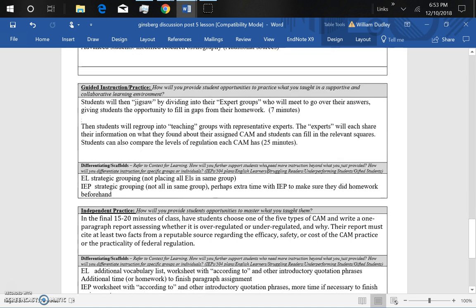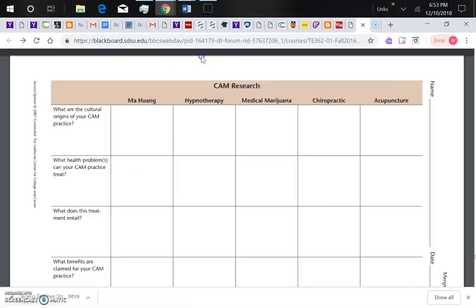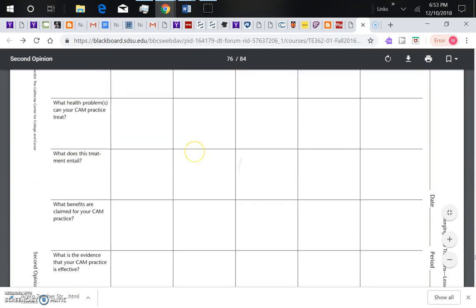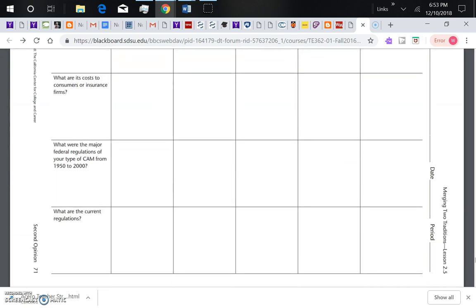Okay, the guided instruction practice. We've done the modeling. We filled out 1 square each of the research sheets, and so the students will finish their research sheets by the jigsaw exercise. So first they will jigsaw into their expert groups and double check the research for each. So the hypnotherapy expert group will review what they have all written for the different squares. If someone missed 1 or 2 squares, this is their chance to fill everything in.